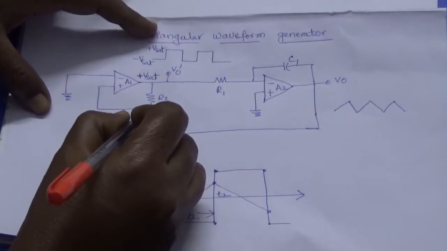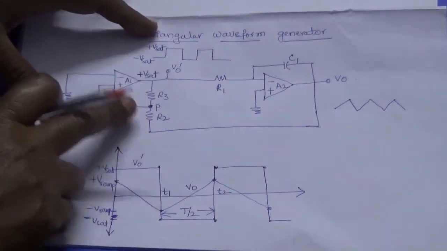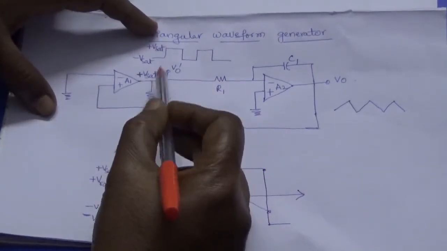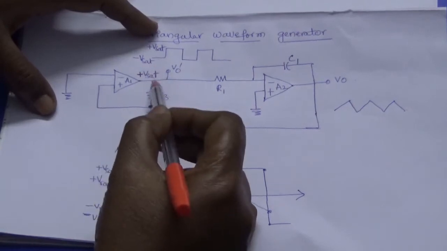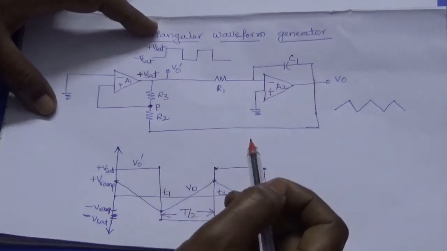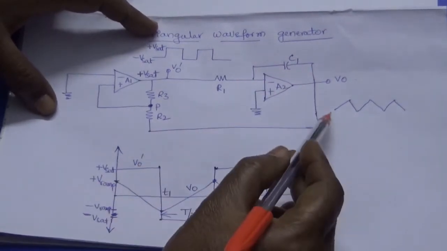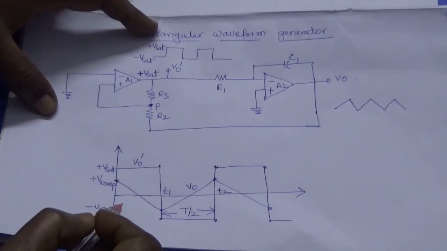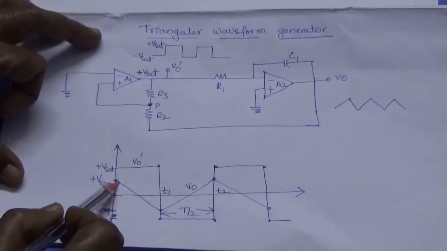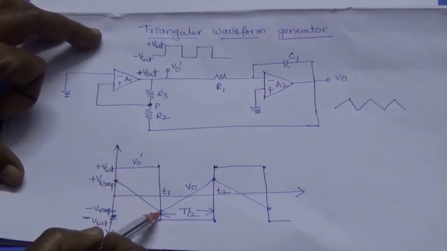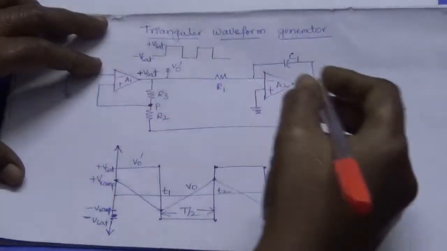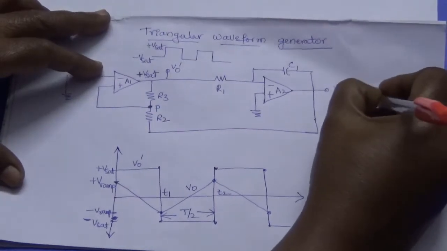So this point P will be combined with these two voltages. That we have to remember. And here this square wave with plus Vsat will be given to this, and this will produce a negative going ramp.